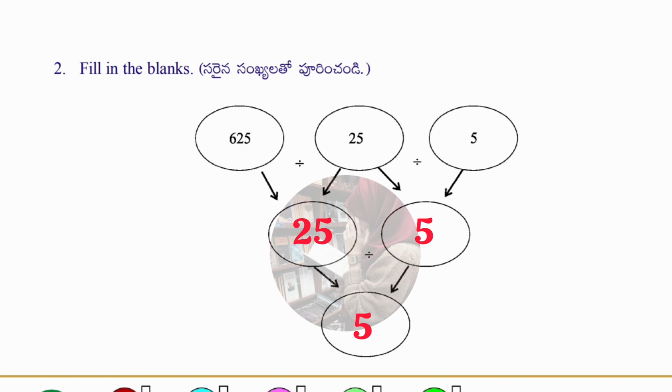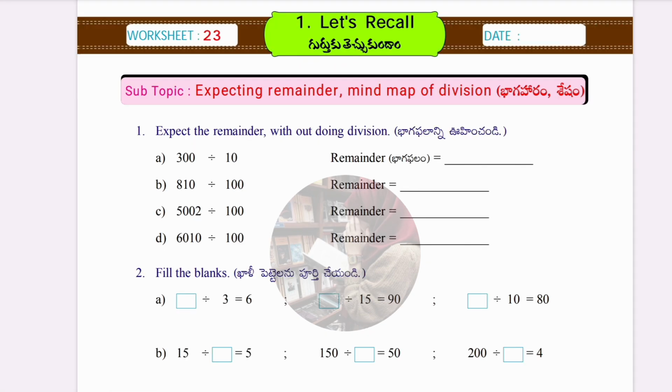Okay, now we'll see the next worksheet, that is worksheet number 23. Here the topic is expecting remainders, mind map of division. Here we expect the remainder without doing division. Without doing division we have to write down the remainder. The first number is 300 divided by 10. So we can easily say that the remainder is 0 here. Next, 810 divided by 100. So here the remainder will be 10. Third one, remainder is 2. And in the fourth one, remainder will be 10.